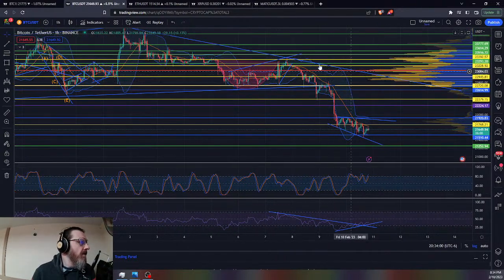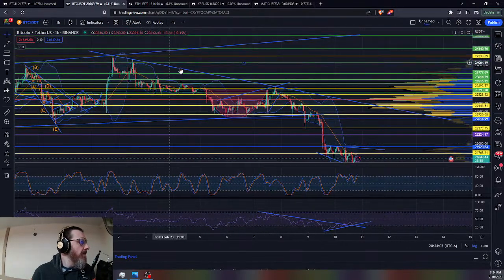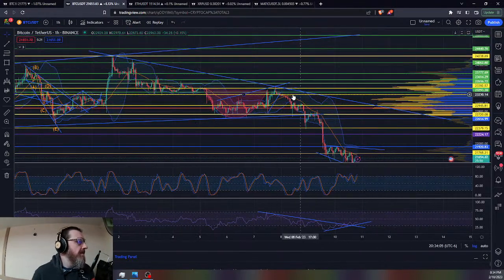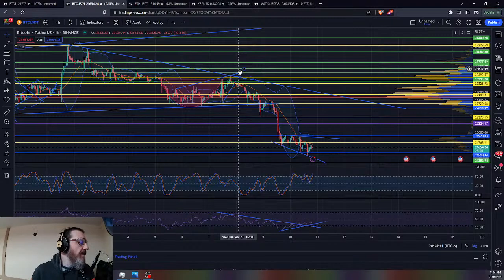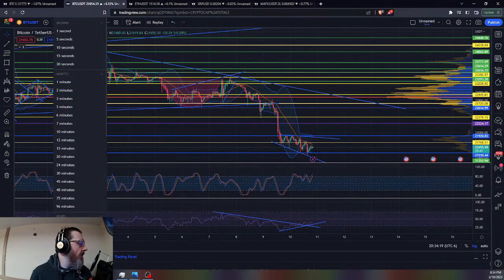of this downsloping resistance that did create a denial the last time, a rejection. So, you know, sometimes you see false moves with Bitcoin. Sometimes it breaks out of these patterns but breaks back in. And I'm going to swing out to the 4-hour time frame.